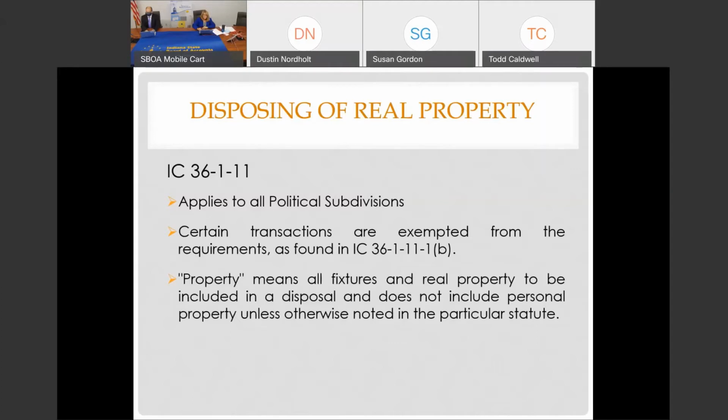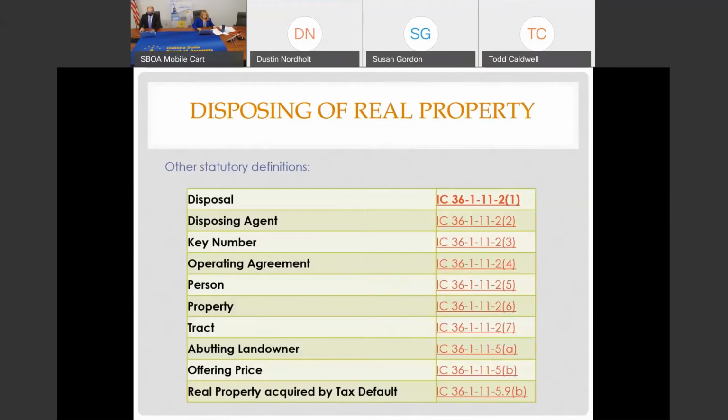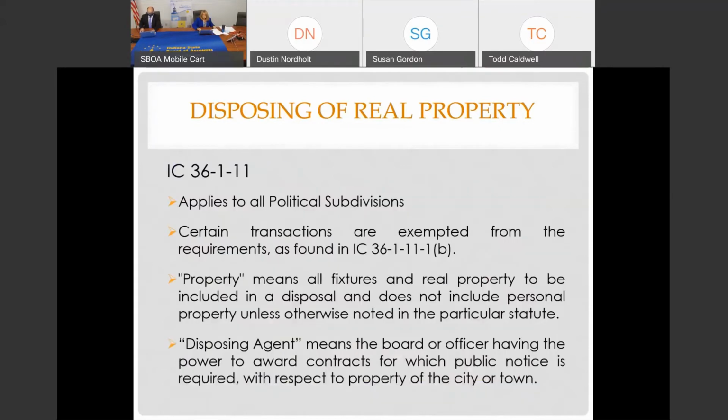For the purposes of this statute, property means all fixtures and real property to be included in a disposal, and it does not include personal property unless it's noted in that statute. And that's a little bit confusing because the title of the section 36-1-11 is a disposal of real and personal property, but there's very little personal property discussed in this section. And then the disposing agent would be the city or town council.